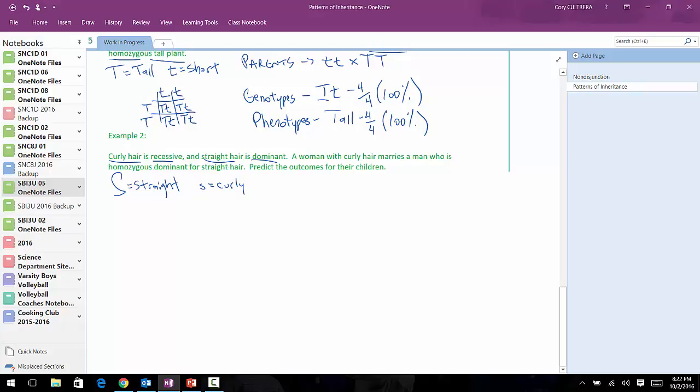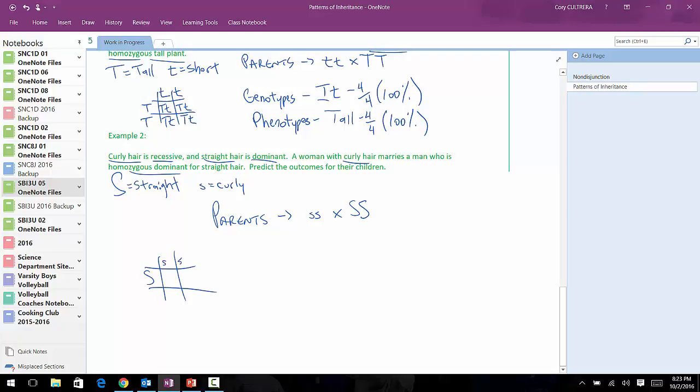And it tells us we have a woman with curly hair, and she marries a man who is homozygous dominant for straight hair. So hopefully you realize again, since curly is recessive, the only way for the woman to be curly is if she is homozygous recessive. So the woman has to be little s, little s, and we're crossing that with a man who's homozygous dominant, so he would have 2 big S's since he's homozygous. And again, if you cross that, you'll see it would be exactly the same as the one we just did.